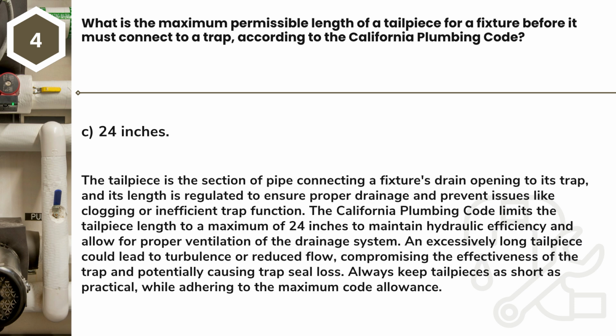Answer: C. 24 inches. The tailpiece is the section of pipe connecting a fixture's drain opening to its trap, and its length is regulated to ensure proper drainage and prevent issues like clogging or inefficient trap function. The California Plumbing Code limits the tailpiece length to a maximum of 24 inches to maintain hydraulic efficiency and allow for proper ventilation of the drainage system. An excessively long tailpiece could lead to turbulence or reduced flow, compromising the effectiveness of the trap and potentially causing trap seal loss. Always keep tailpieces as short as practical, while adhering to the maximum code allowance.